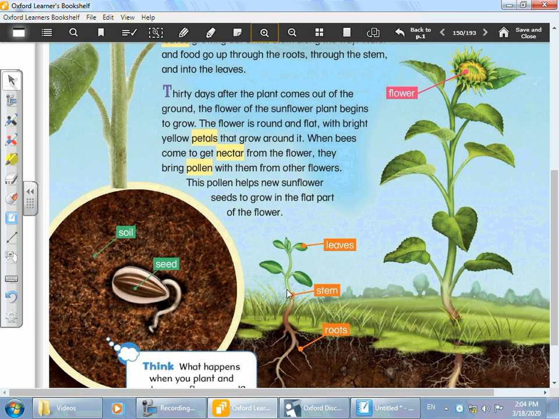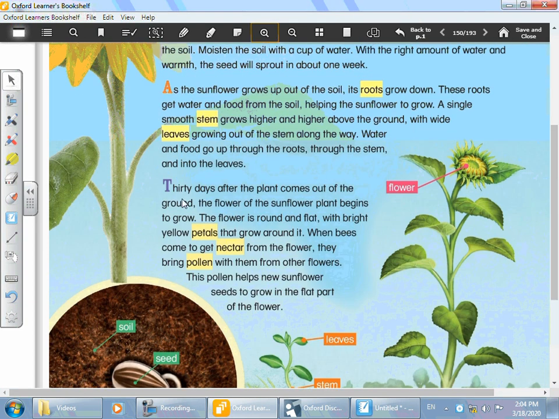Okay? Water and food go up through the roots. So it goes up through the roots, then through the stem, and into the leaves. So through the roots, then the stem, and then into the leaves. Okay? Next, let's see. We're here in the third paragraph.